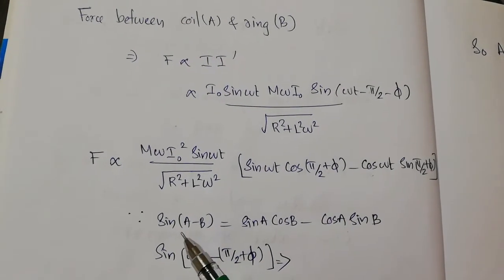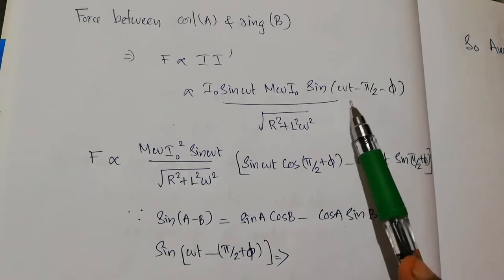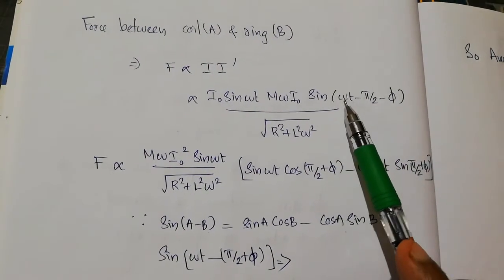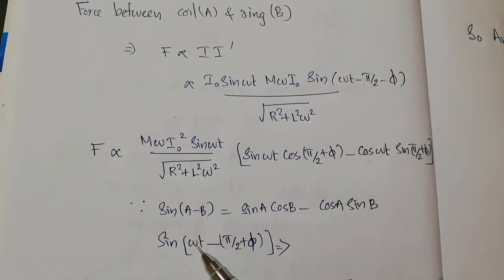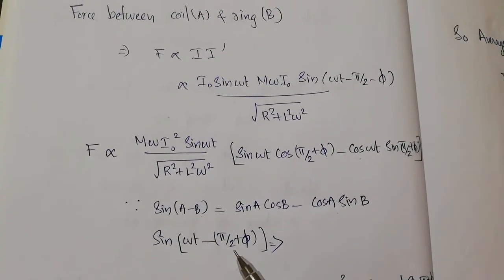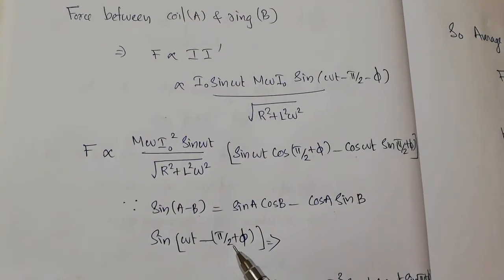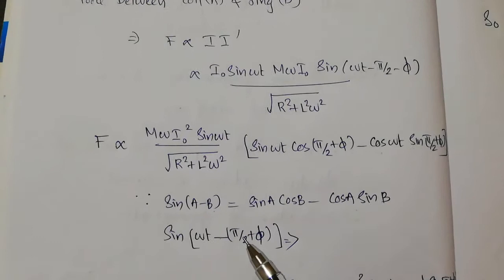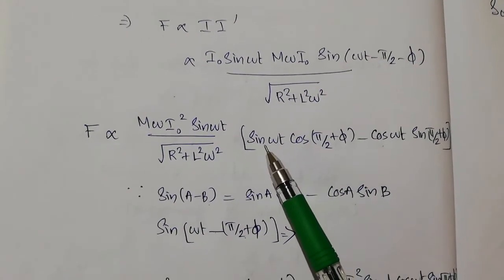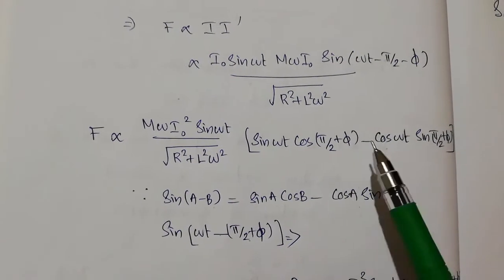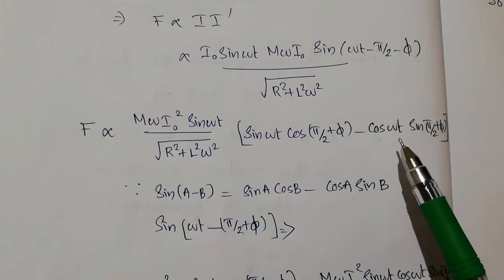As we know, sin(A - B) = sin A cos B - cos A sin B. So, in this term, sin(omega t - pi/2 - phi), we can write it as sin(omega t - (pi/2 + phi)). That is the A minus B form. So, now we can expand this: sin(A - B) = sin omega t cos(pi/2 + phi) - cos omega t sin(pi/2 + phi).